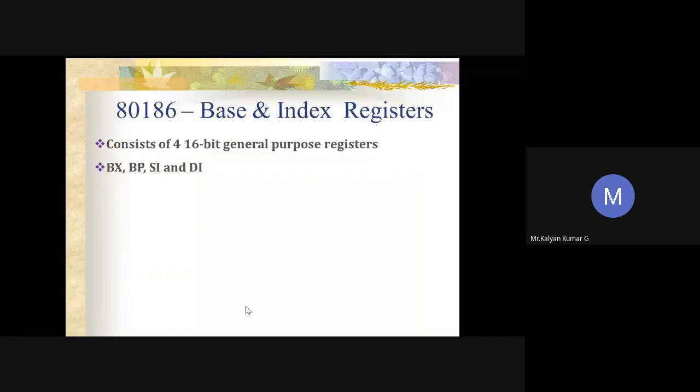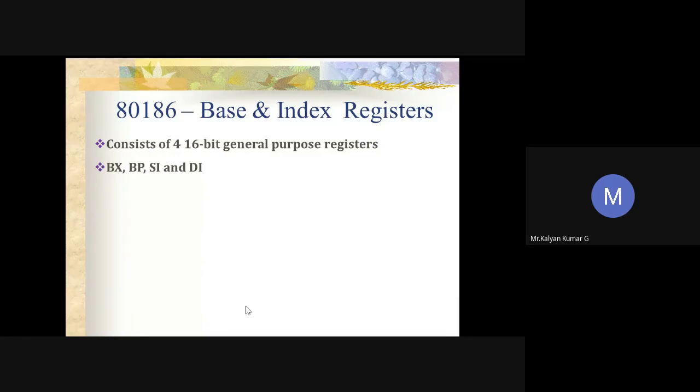Moving on to base and index registers, we'll be having 4 general purpose registers. Again, they are general purpose. BX, BP, and then SI, DI, the index registers. Normally we use these registers to determine the offset address of operands in memory.